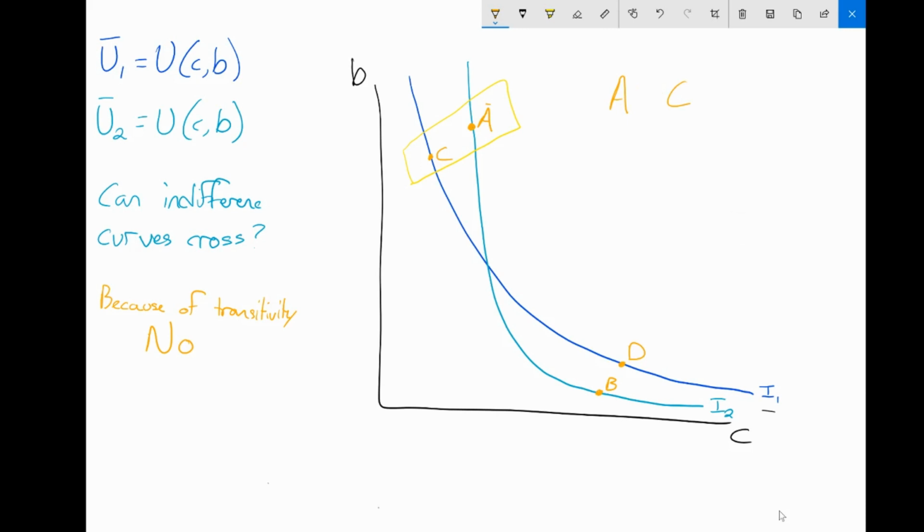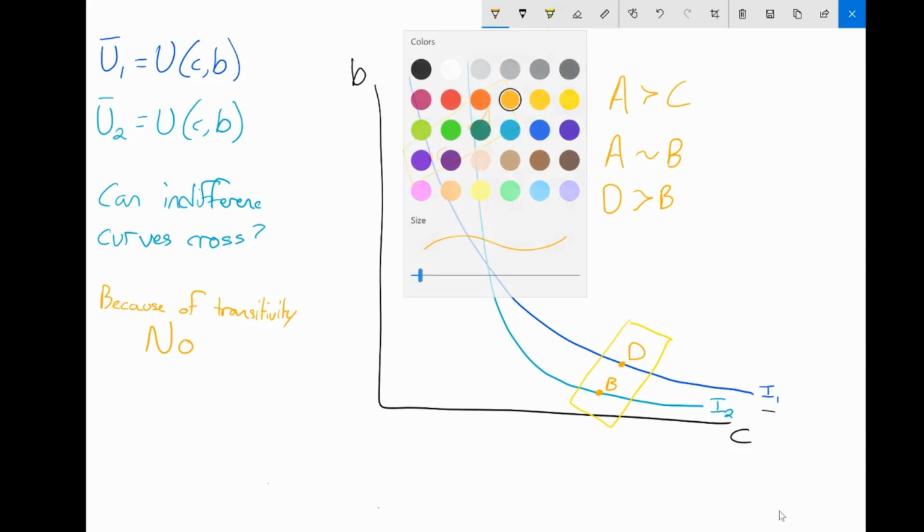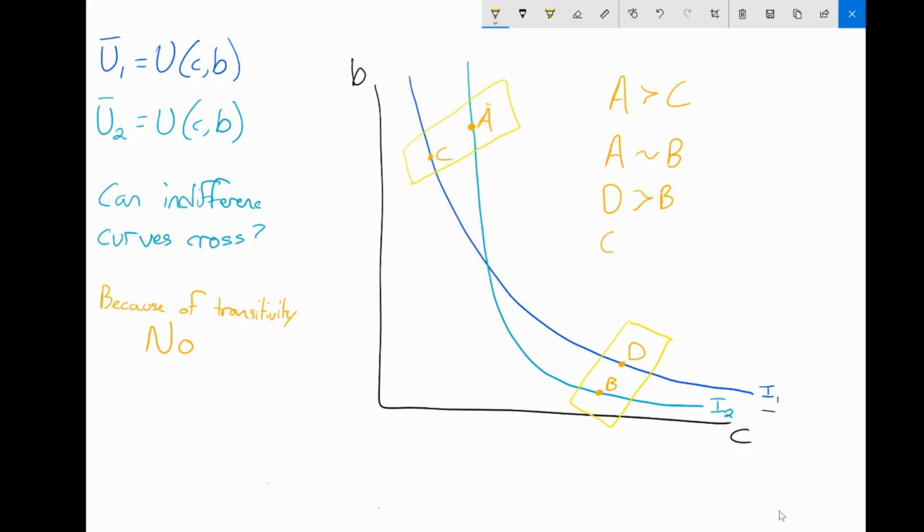Okay. Agents prefer A to C. Okay. We also know that agents are indifferent between A and B. We know that agents prefer D to B because D is farther away from the origin, right? So utility goes up away from the origin. So we know that agents prefer D to B. Okay. And then lastly, we know that agents are indifferent between C and D.